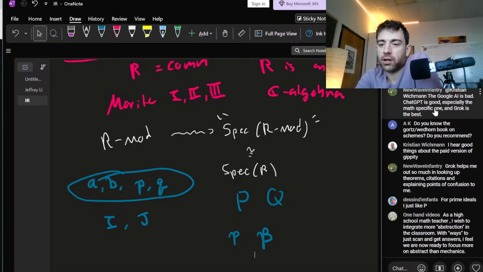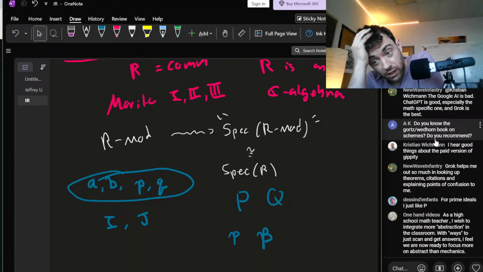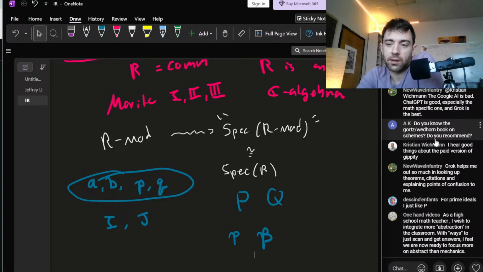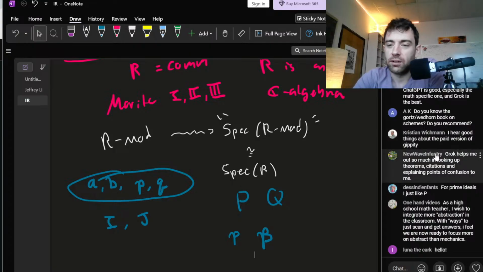ChatGPT is good. It is surprising how good it is. Do you know the Görtz-Wedhorn book on schemes? I don't, so I can't recommend it because I don't know it. But hey, if other people are saying it's cool. You hear good things about the paid version of ChatGPT. I certainly am not paying money for it. The extremely few times I've ever used it, which is mostly just to confirm that students are cheating and copy-pasting from ChatGPT, it is surprisingly good. Grok helps you in looking up theorems, citations, and explaining points of confusion. This always makes me nervous, though, because you think it's helping you, but how do you know it's telling you the right thing? Hello, Luna.